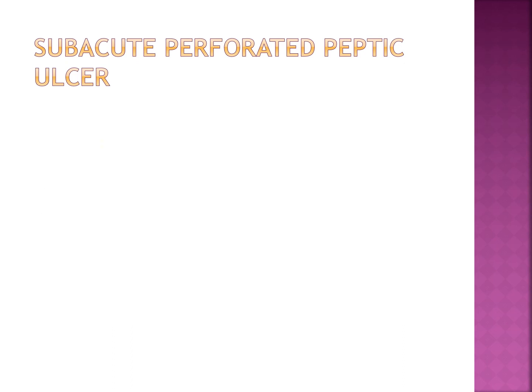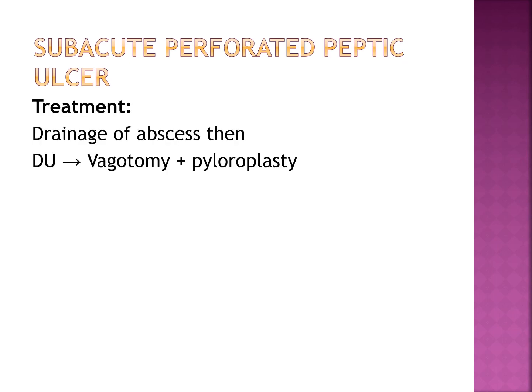The treatment is the drainage of the abscess, and this drainage can be carried out either ultrasound guided or CT guided, and if this fails, a surgical extraserous drainage might be needed to relieve this abscess, and this is followed by definitive treatment of the ulcer. If it is a duodenal ulcer, then vagotomy and pyloroplasty.